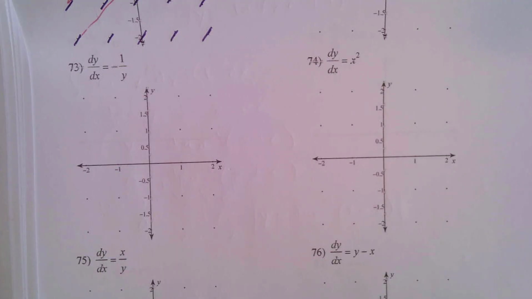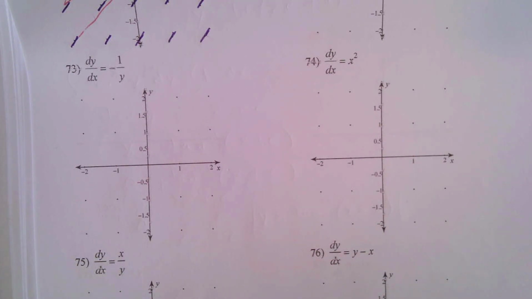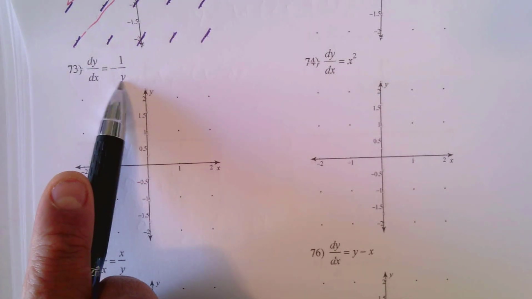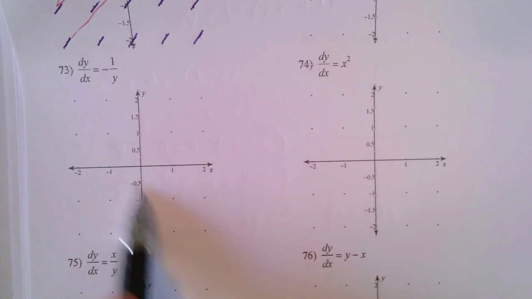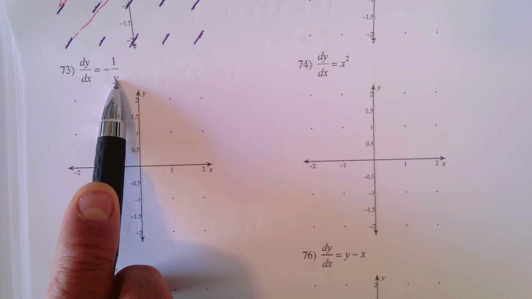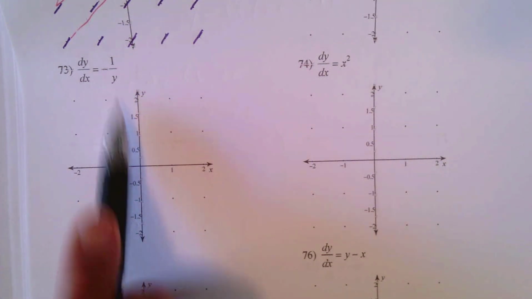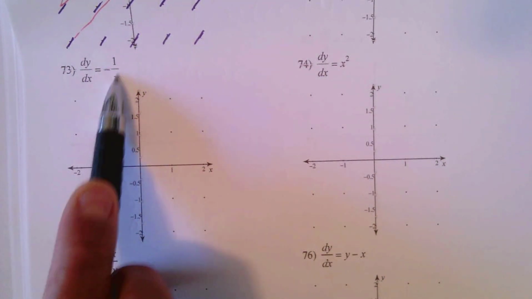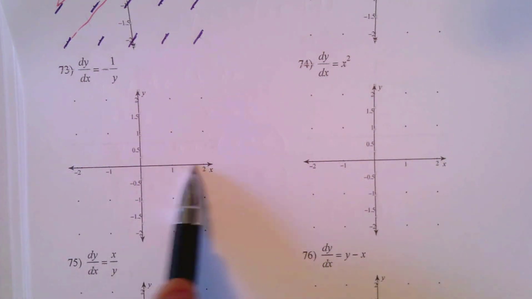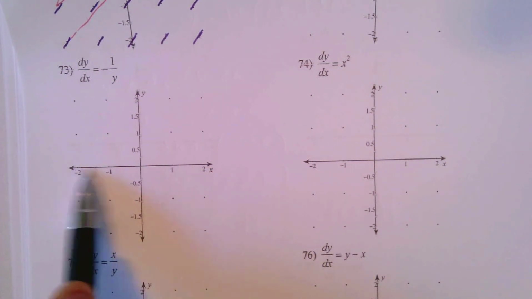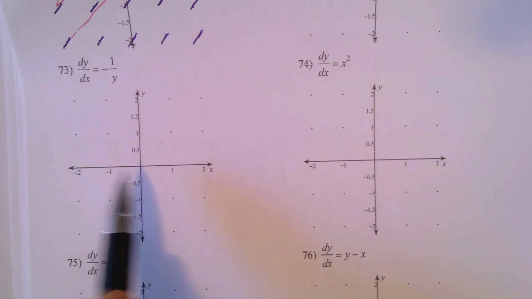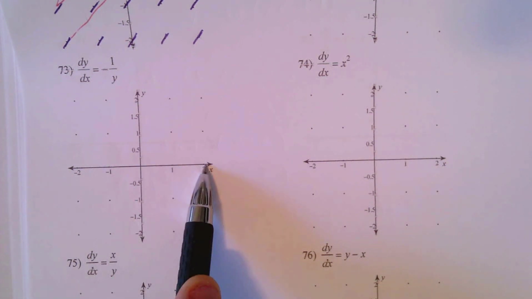Number 73 here says that the slope or the rate of change is -1 over y. So here it only depends on the y. So that means wherever we go here, it's going to be the negative reciprocal of y. So first off, I like to pick some easy places. Notice that this is sometimes going to be undefined if y is 0. So along this line, when the y value is 0, there is no slope. So you're not going to draw anything here because the slope here would be undefined. The slope here is undefined, slope here is undefined, and so on.